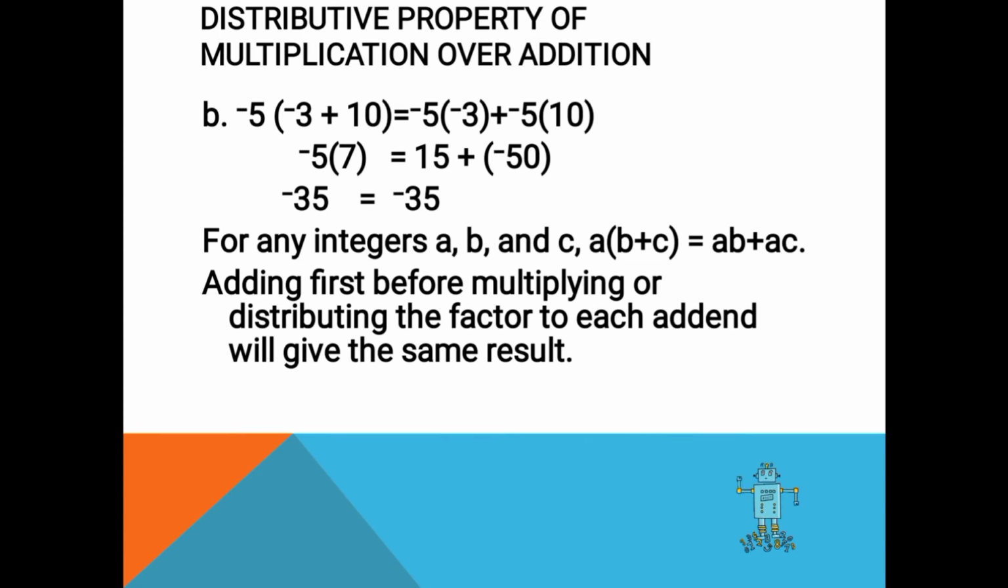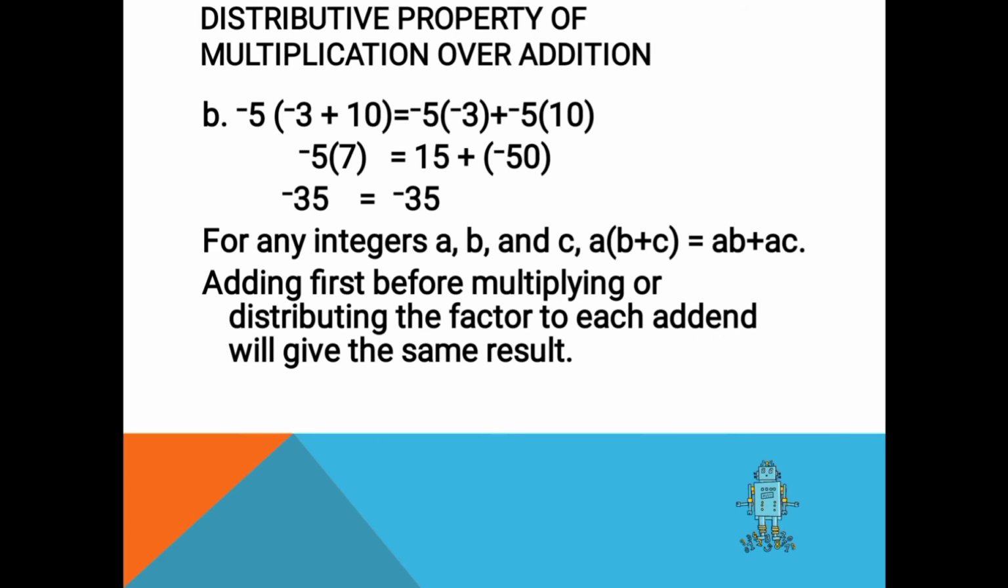Continuation of distributive property of multiplication over addition. B. The negative 5 multiplied to the quantity of negative 3 plus 10 is equal to, distribute again the negative 5 to the two addends. Negative 5 times negative 3 plus negative 5 times positive 10. So, on the left side, you add negative 3 plus 10. Different sign in addition, subtract. Copy the sign of the bigger number. So, negative 3 plus 10 is equal to 7.